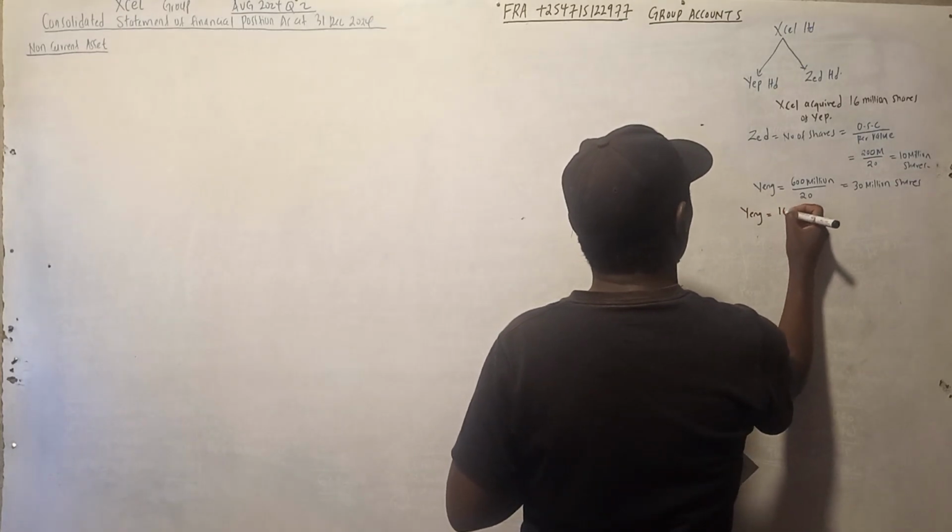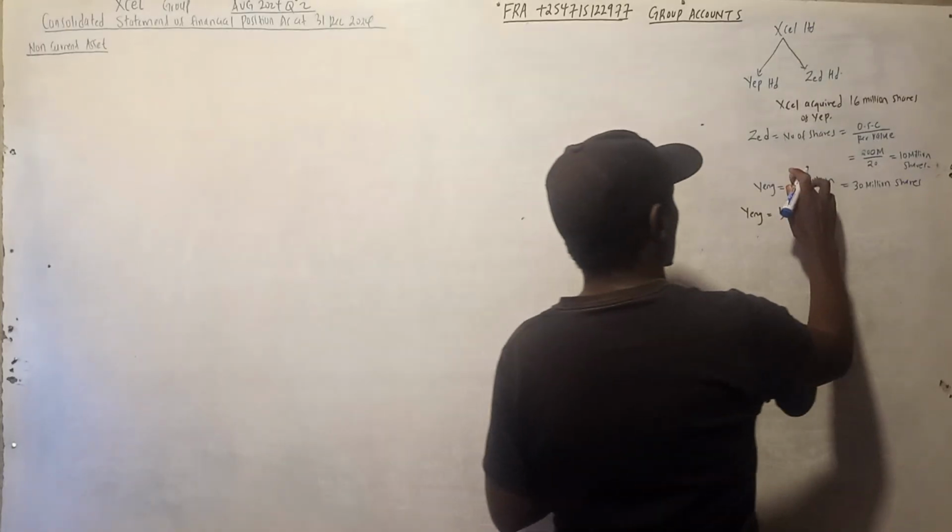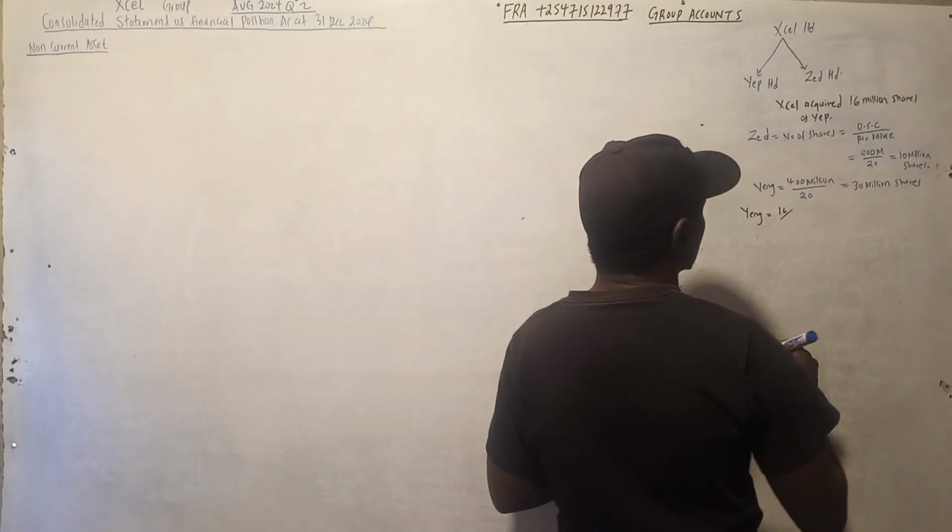Yang's shares was 16 million divided by how much? How much was acquired from Yang? Just a moment. Let me go back to Yang. Yang was supposed to be ordinary share capital. It's supposed to be 400,000. The initial one, so this one is equal to 20.